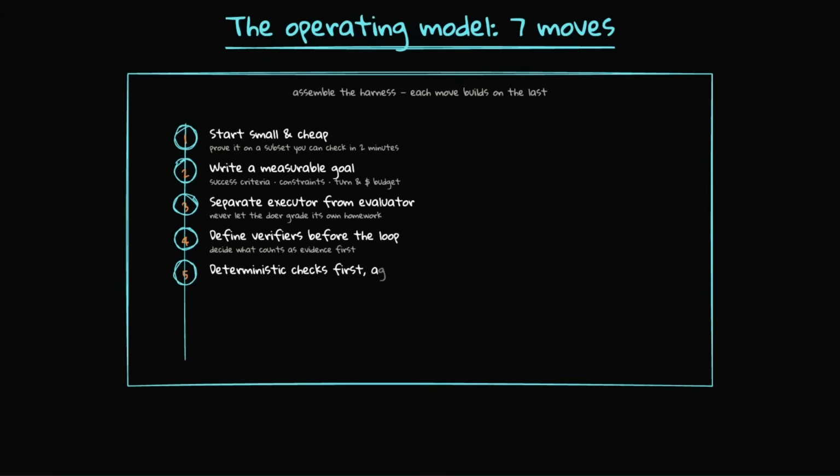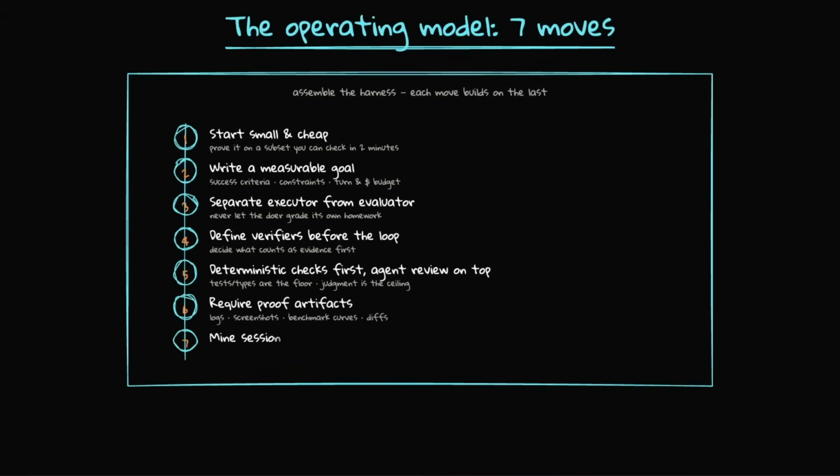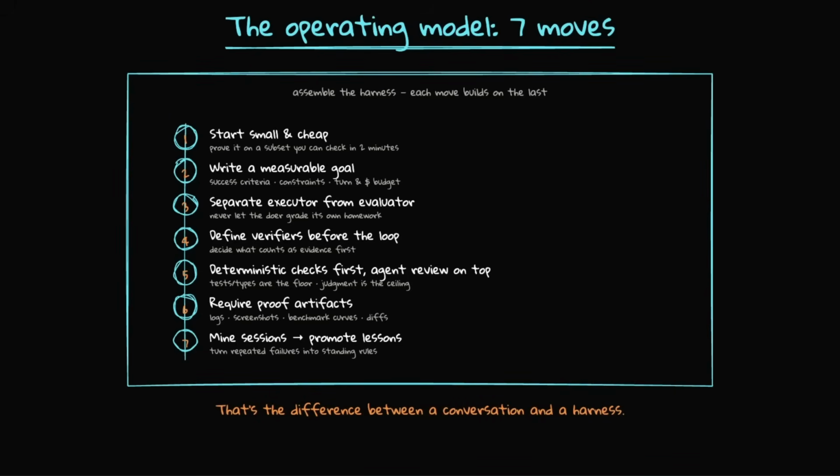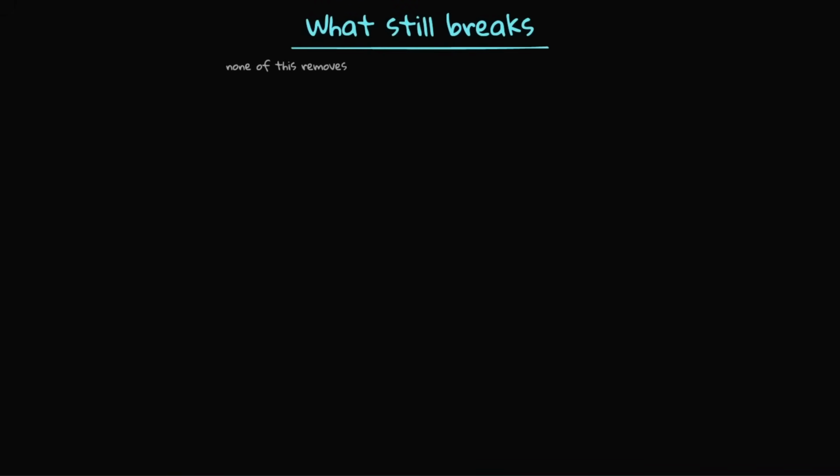In this, you want deterministic checks first and then agent reviews on top. You want to make sure you require proof. These could be logs, screenshots, and actual changes. Make sure to mine your sessions for lessons and do those, and you have gone from just using an agent to actually engineering one. Okay, but here's the most important takeaway.